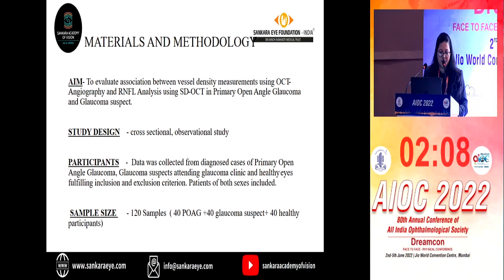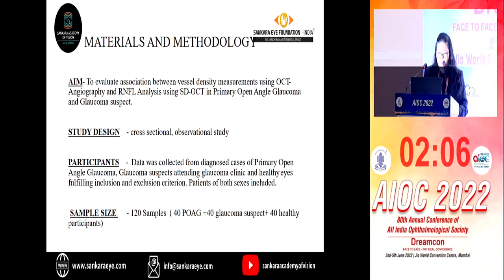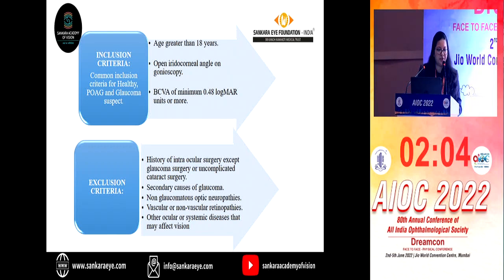Our sample size was 120, 40 each in the 3 groups. Inclusion criteria were more than 18 years old, open iridocorneal angle, and BCVA of minimum 0.48 logMAR units. Exclusion criteria: no history of intraocular surgery except glaucoma and cataract. Secondary causes of glaucoma were excluded. Non-glaucomatous optic neuropathies, vascular and non-vascular retinopathies, and other ocular and systemic diseases were excluded.